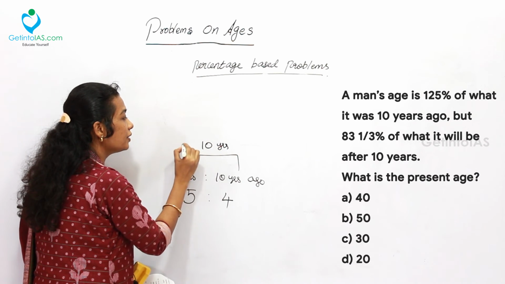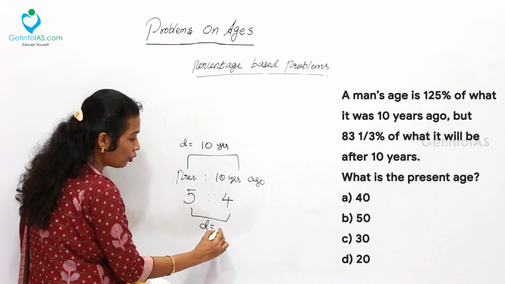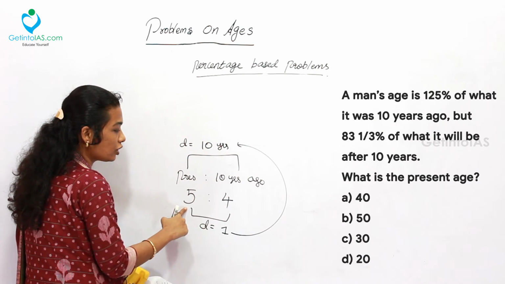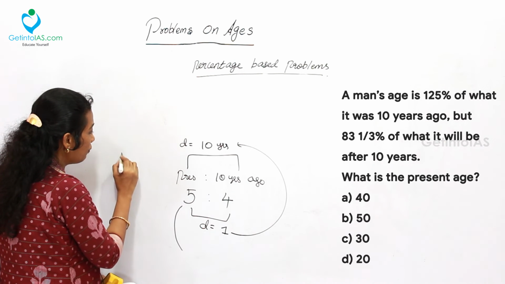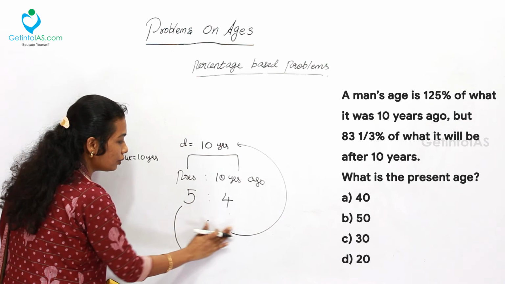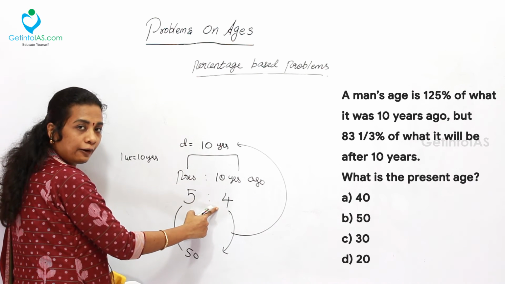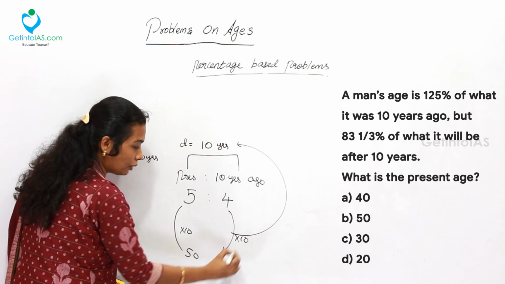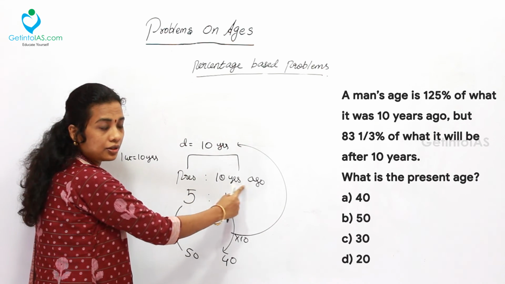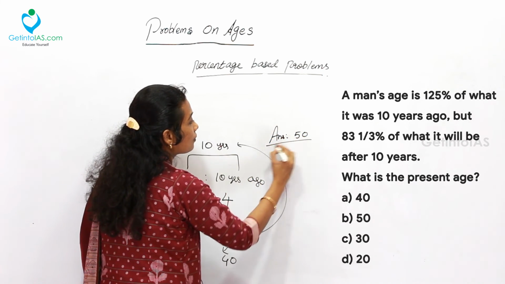Now, simply you can take the difference between these, at present to 10 years ago. The year difference is 10 years. Simply here you want to take the ratio difference, that is 5 minus 4 is 1. Simply substitute: 1 unit is equal to 10 years. What is for 5 units? Then 5 units is going to be 50. In case it is asked in the question to find his age 10 years ago, here also you can multiply with 10. Then at present it is 50 and 10 years ago it was 40. So finally my answer is 50.